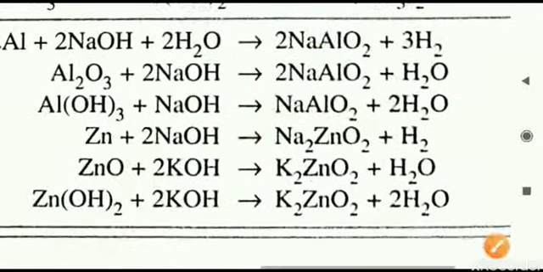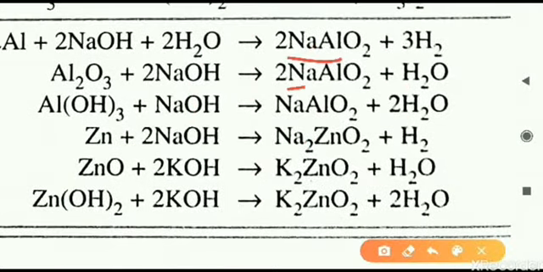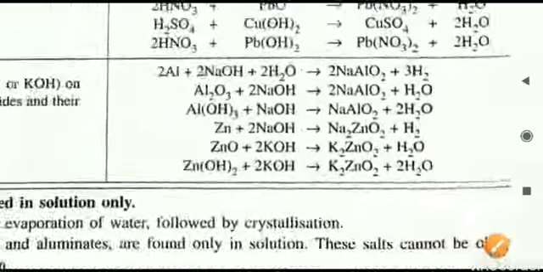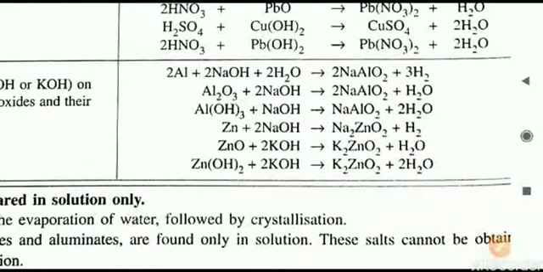In all these examples which are given here, you can notice two positive radicals are there and only one negative radical is there, that is oxygen. That means it is a mixed salt, and mixed salts are formed in these reactions when we are using alkali with metal or metal oxide or hydroxides. What is the name of this? These names you have to remember.